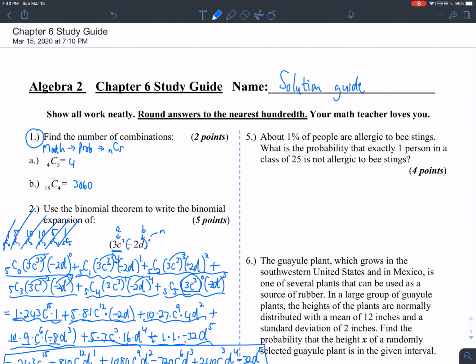similar type of question. About 1% of people are allergic to bee stings. Again, this gives me the probability of success. Maybe. Ooh, this is a tricky question. Let's see. Seems like it's 0.01. Alright, what is the probability that exactly 1 person in a class of 25 is not allergic to bee stings? Ooh, 1% of people are allergic to bee stings. Okay, 1 person seems like my K value, my number of successes. Okay, 25 is the whole class. This seems like my number of trials I know in advance.